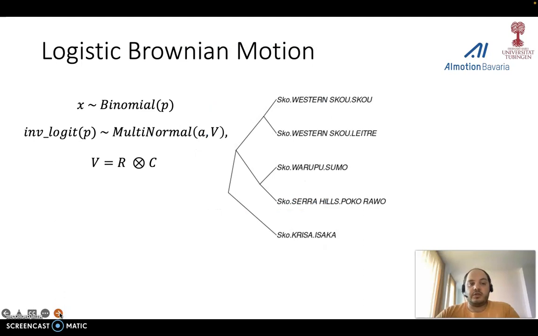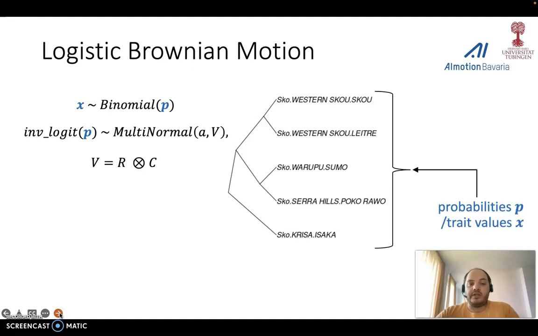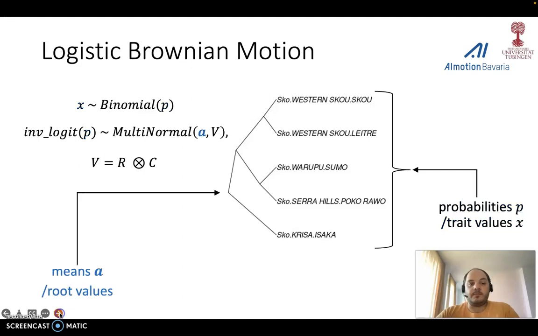This Brownian motion model is a multivariate normal distribution where the described traits, or in this case their logit probabilities, are the observed traits for each family. The mean of the normal distribution describes the hypothetical traits at the root of the family tree and are to be estimated by the model.